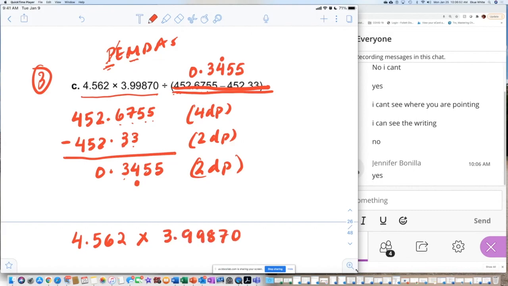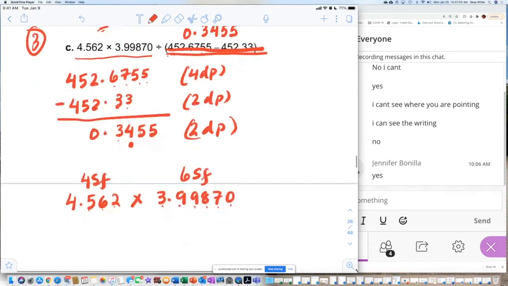870. This is 1, 2, 3, 4, 4 significant figures. 1, 2, 3, 4, 5, 6, 6 significant figures, right? Yeah. So here, whatever we get should be 4 significant figures, the smaller of the two. So let me write that out. 4.562 times 3.99870.